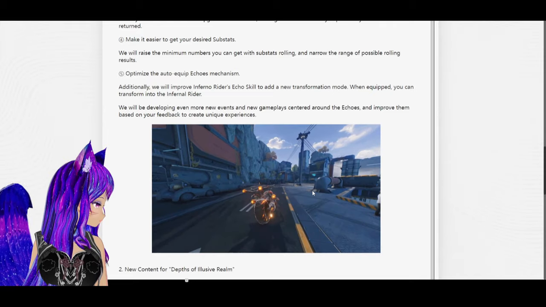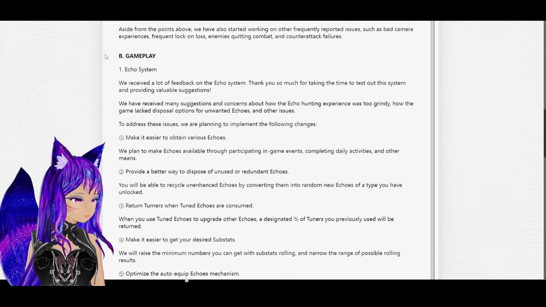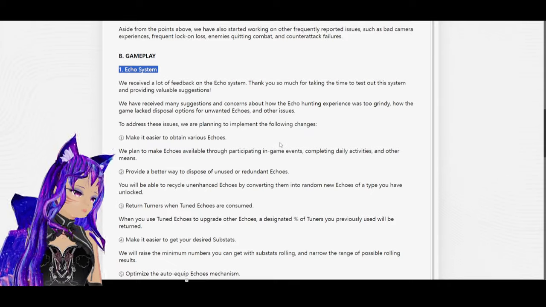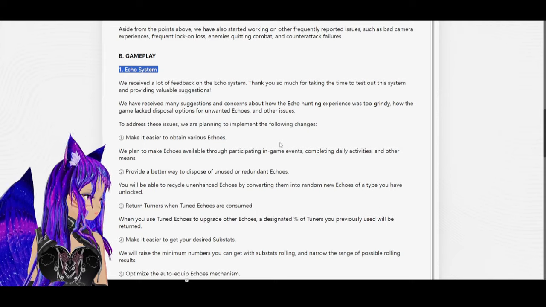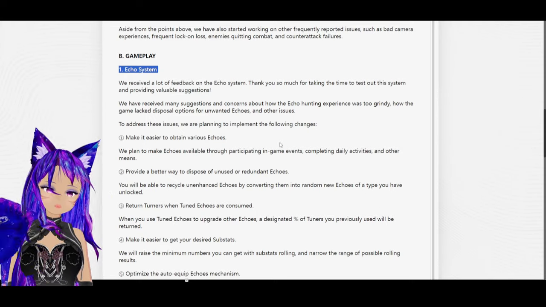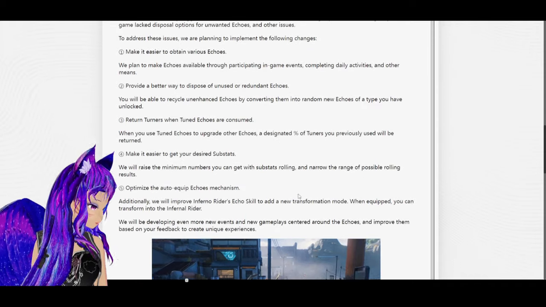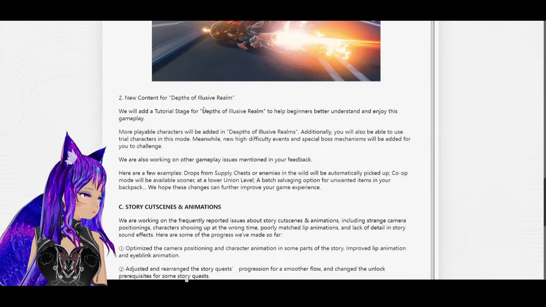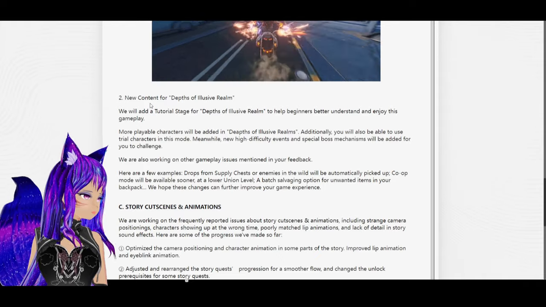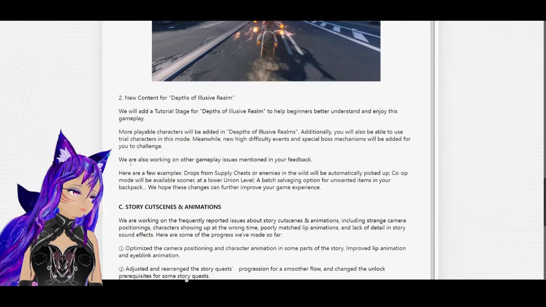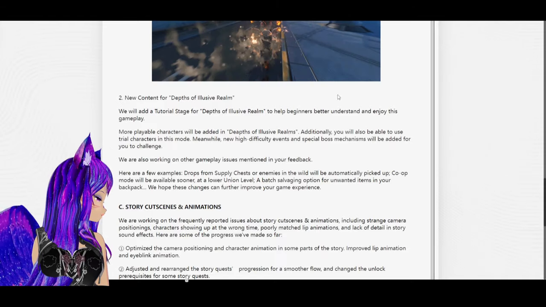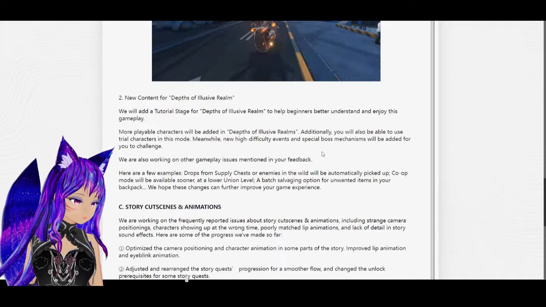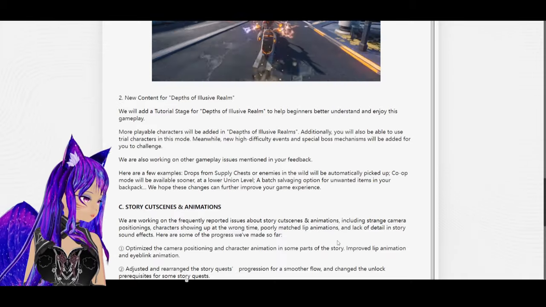Very good. So this was the number one priority that the community wanted, the ecosystem. They said also that they will reduce the grindy part of the echo and make it easier to obtain. So that's very good. And they did say that they're going to add new content in the Depths of the Illusive Realm. They said that they're going to add new stages, new challenges, and more playable characters and trial characters that you can use, which is great.